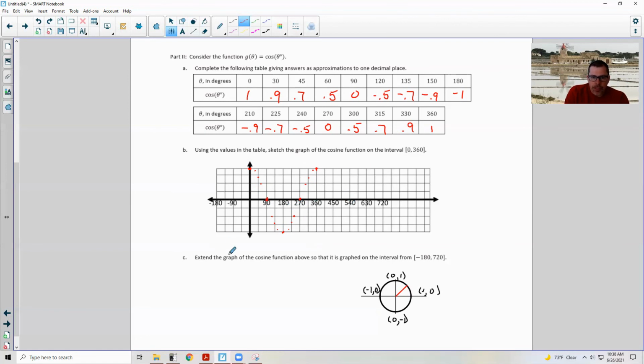Okay, so that's B. Part C says to extend the graph of the cosine function to -180 and 270. So I'll go to -180 first. This is just going to repeat over to this side and continue the repeat. And back down to 90 is 0. And continue to about here, here, here, and finally back down to 0 there. So as you can see, it's going to repeat, and we're going to repeat over here as well.